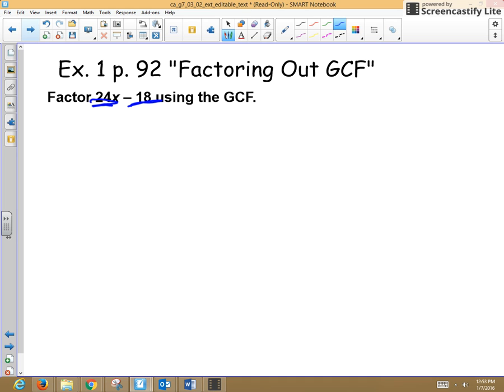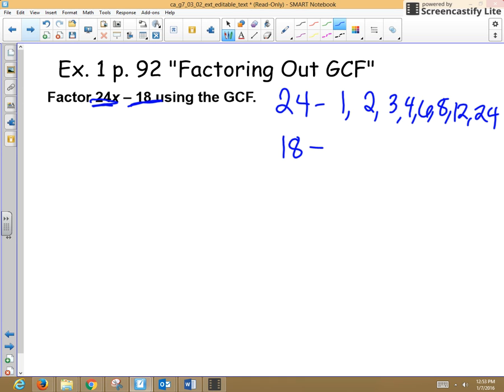A number that goes into 24 and 18, I'm just going to list the factors off to this side here. 24 is divisible by 1, it's divisible by 2, 3, 4, 6, 8, 12, and 24. Many factors in the number 24. 18 can be divided by 1. It can be divided by 2, 3, 6, 9, and 18. The factor that is the greatest number that they both have in common is 6.